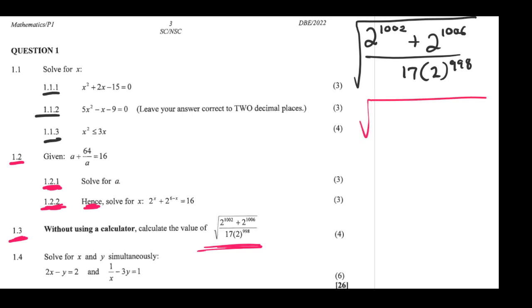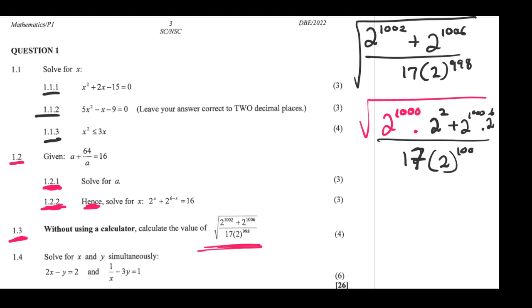So how you'd write it is this. You can say 2 to the power of 1000 multiplied by 2 to the power of 2. Why? So that when you go back, you still get 2 to the power of 1002, right? Same base, you add exponents, and you still get 2 to the power of 1002. That's how I got it. And then plus 2 to the power of 1000 also, multiplied by 2 to the power of 6, divided by 17, right? And then for the 2 here, you can say to the power of 1000 also, and then 2 to the power of minus 2, so that you can still get 998, right?